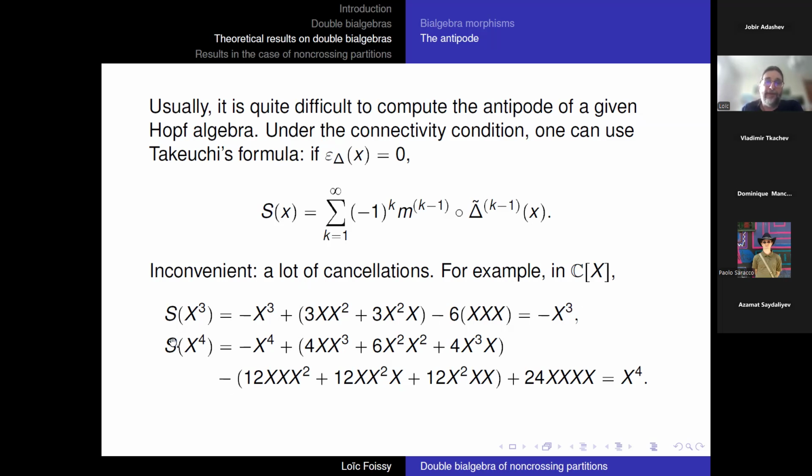For x^4, it is similar: you can cut it into one part, one monomial, two monomials, so x^3 and x, or x^2 and x^2, with coefficients, into three monomials, x^2, x, x, with coefficients, or x, x, x, x, four times, with factorial coefficients. And at the end, you just obtain x^4. So the Takeuchi formula works, but practically, even for this example, it's really not optimal.